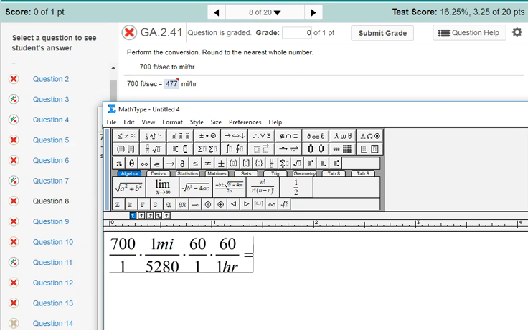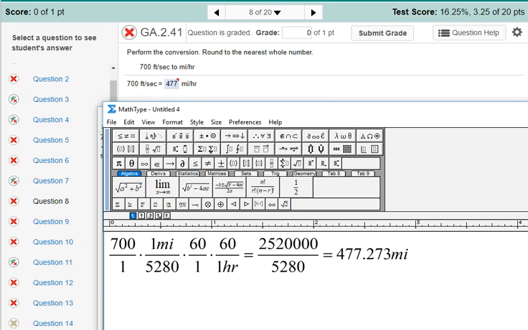Okay, so multiply all the way across the top. I've got my calculator on my table here, so 700 times 1 times 60 times 60 in the numerator gives me 2,520,000. And on the bottom I have 5,280 times 1 times 1 times 1, so that's just 5,280. So divide, and we get 477.273. And our units are going to be, again, miles per hour.